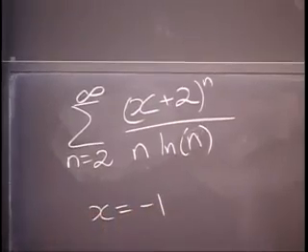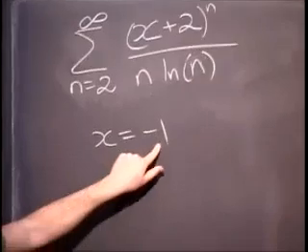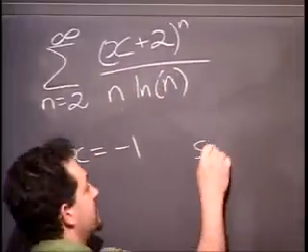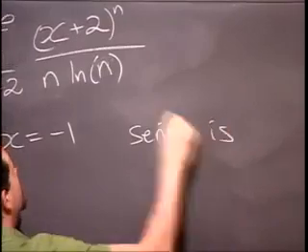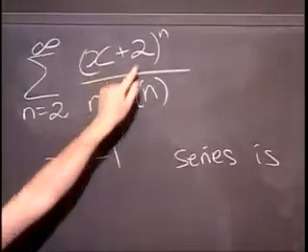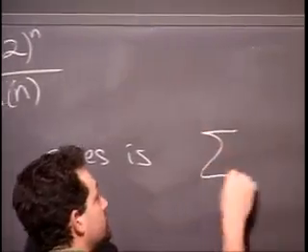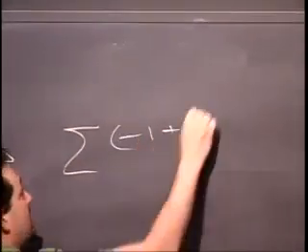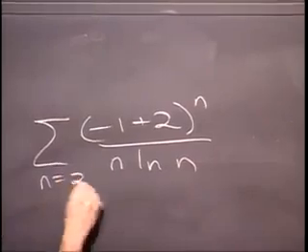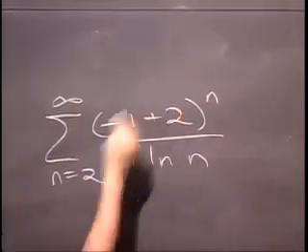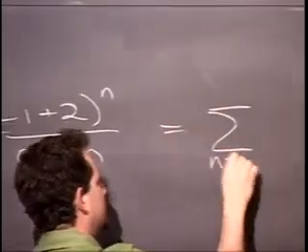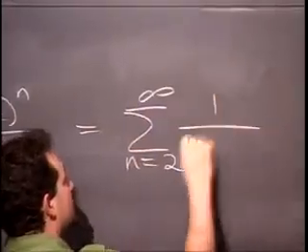Let's check x equals minus 1. I'm going to substitute this directly into here. So the series is, and I just replace x by minus 1, I get (minus 1 plus 2) to the n over n log n, which is just 1 to the n, which is 1. So the series is the sum of 1 over n log n.